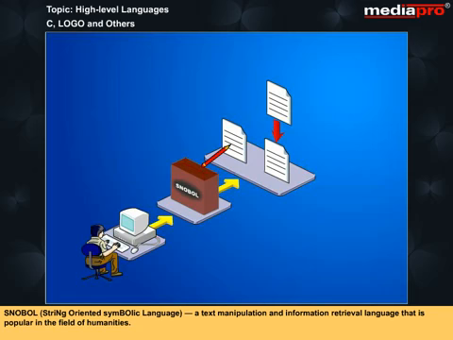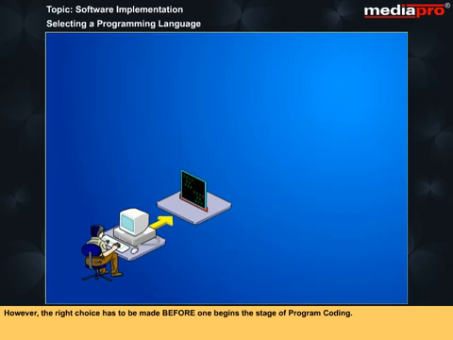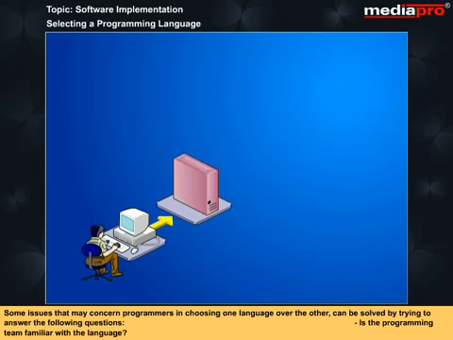the field of humanities. Programmers have access to this vast array of programming languages for writing instructions to control the computer operations while processing an application. However, the right choice has to be made before one begins the stage of program coding. Some issues that may concern programmers in choosing one language over the other can be solved by trying to answer the following questions. Is the programming team familiar with the language?